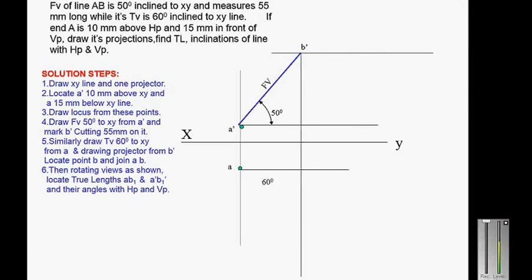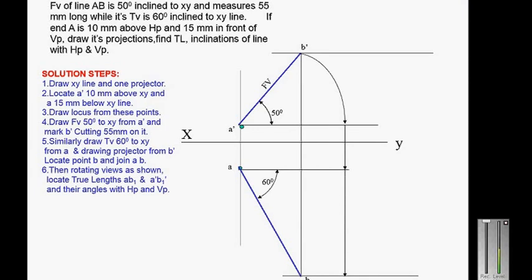Then you also know that the top view makes an angle of 60 degrees with the XY line. So draw the top view. If you project the front view B dash, the projection line from B dash and the line from A will meet at the point B, that is called the top view. And then you rotate the point B dash so that the line is parallel to the XY line, and then project it on the bottom locus line.